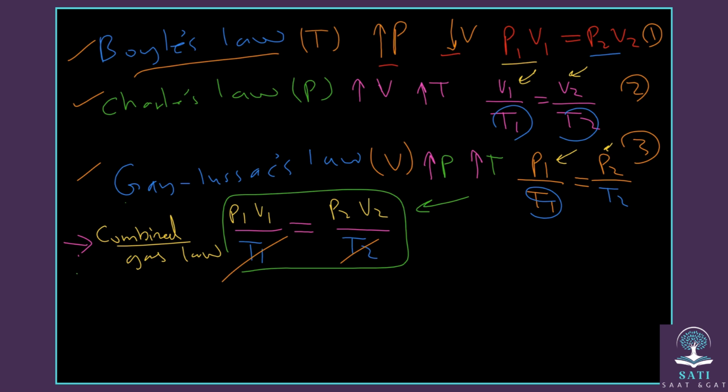Okay, what about Charles' law? In Charles' law, pressure is constant. So the pressure is constant now; cancel the pressure from this one. What is left? V1 over T1 equals V2 over T2, which is this one, you see? Exactly this one here. Good.